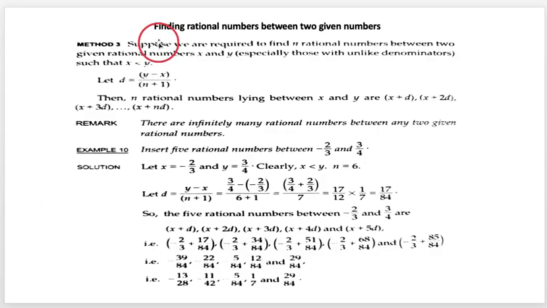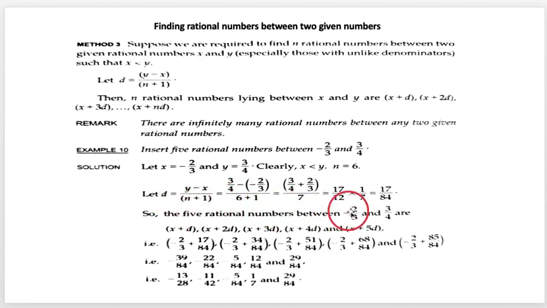But now I am saying in method 3 it is about unlike denominators. That is, see the example, it is 3 and in this case it is 4. 3 and 4. So it is called unlike denominator. So what formula will we use here? We will use d = (y - x)/(n + 1). And remember here, x and y values, what are we taking? x is less than y. So the formula is what? d = (y - x)/(n + 1).